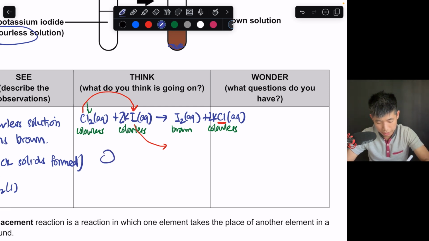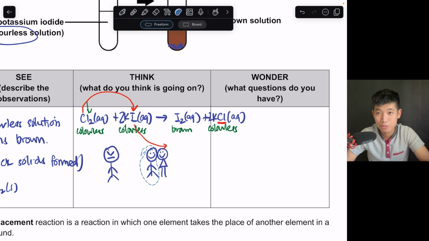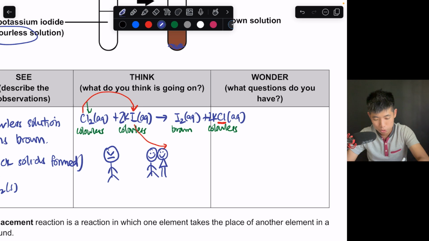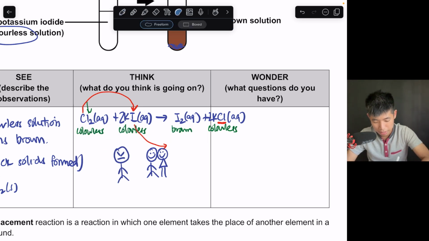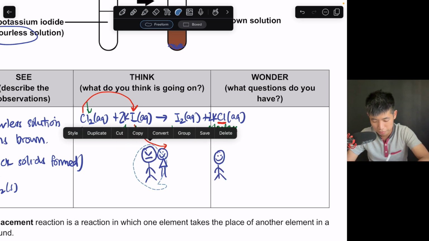Okay, so we can think about chlorine as being a more reactive element and iodine as a less reactive element. Think of a more reactive element as one that likes to find trouble. So we have chlorine coming over here, okay, and meets iodine, kicks him out of the equation, and then you have this.